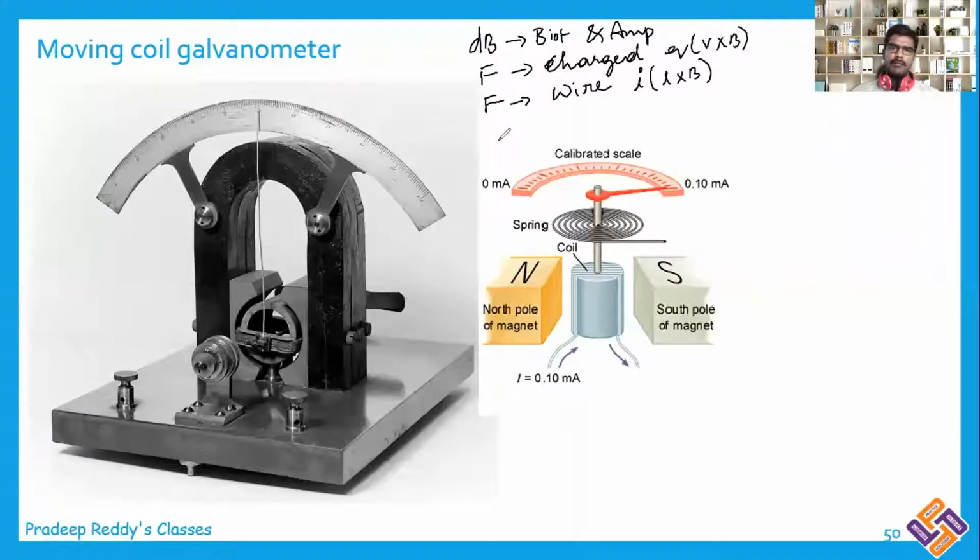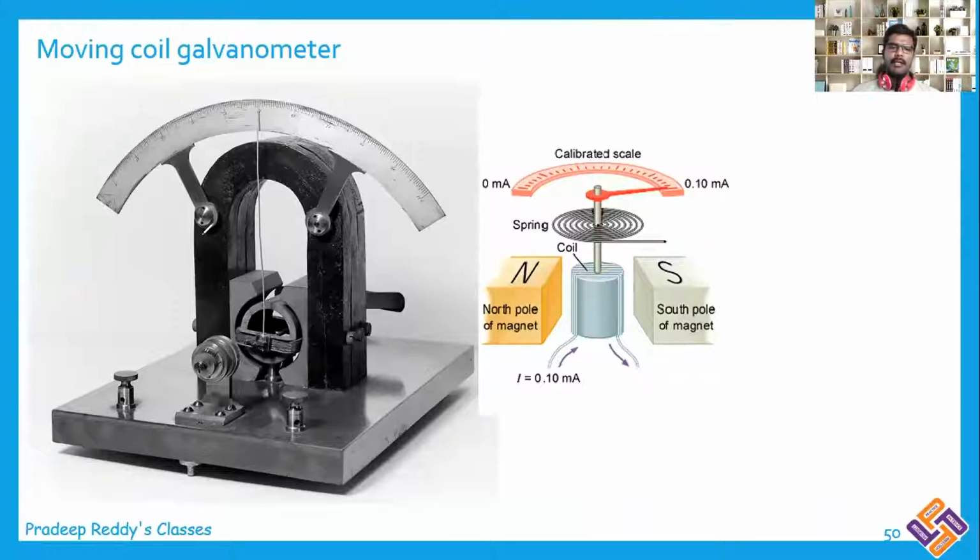And in the previous video lecture, we have discussed torque and electric motor. So far in the past video sessions, we have discussed all these. And in this video session, we are going to discuss the moving coil galvanometer, which is an application of torque experienced by a current carrying loop placed in an external magnetic field.